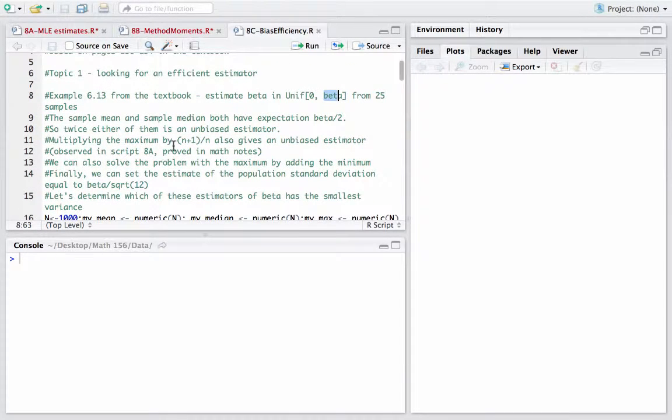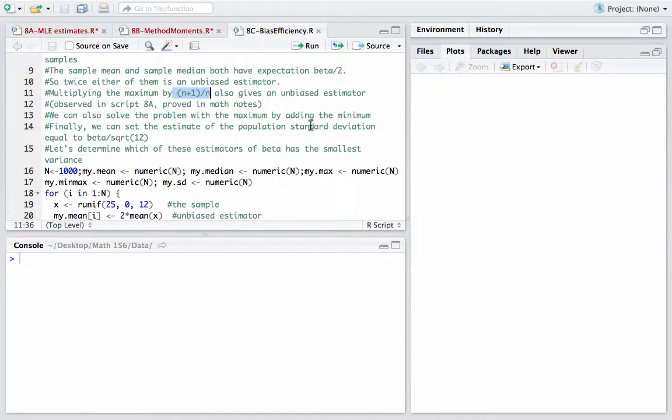We know that the sample mean and median both have expectation beta over 2. So twice of either of them will have an expectation of beta, meaning it's unbiased because its expected value is equal to the true value of the parameter. And we can also unbias the maximum, being our MLE estimator. We can unbias it to obtain an unbiased estimator, and we'll prove it in the math notes.